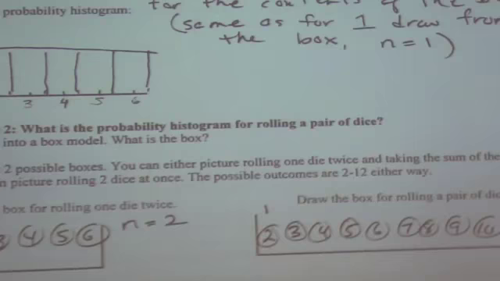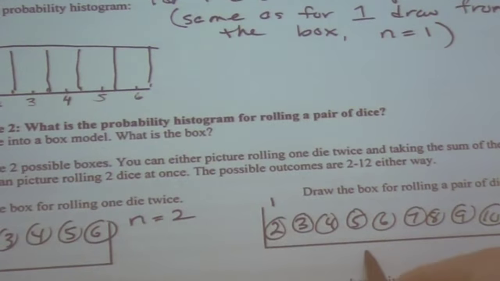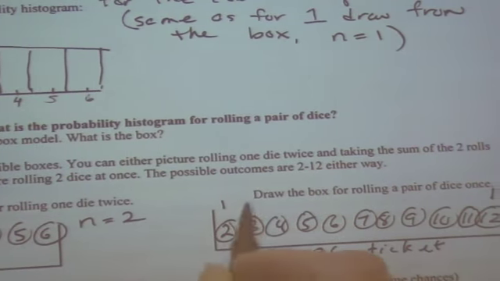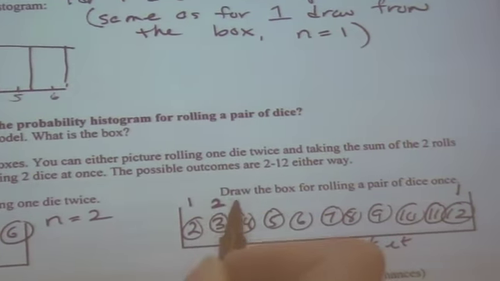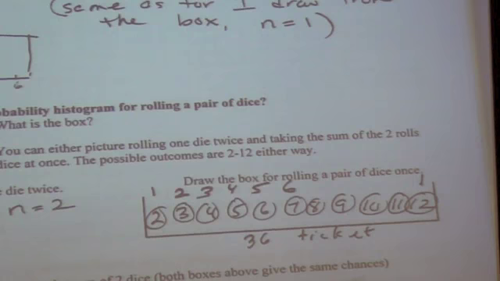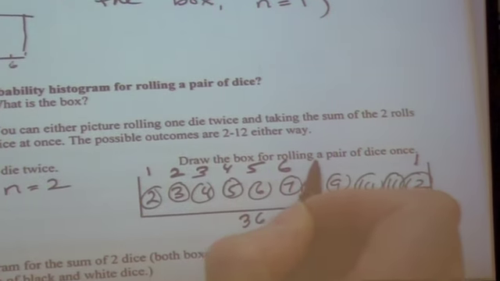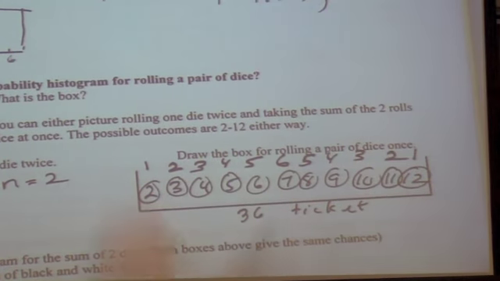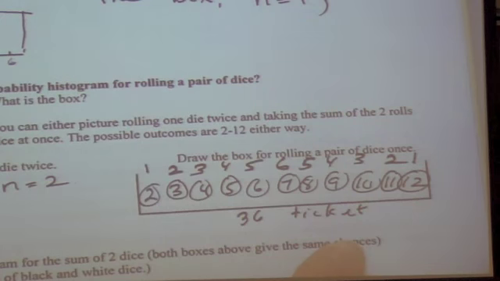Okay, so we actually do not have just 11 tickets in here. We have 36 tickets in this box. And there's 2 ways to get a 3. That's 3, 4, 5, 6 ways to get a 7. And now there'd be 5 ways to get an 8, 4, 3, 2, and 1. And that adds up to 36.